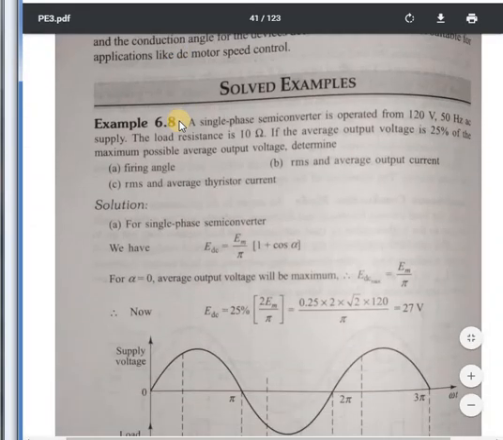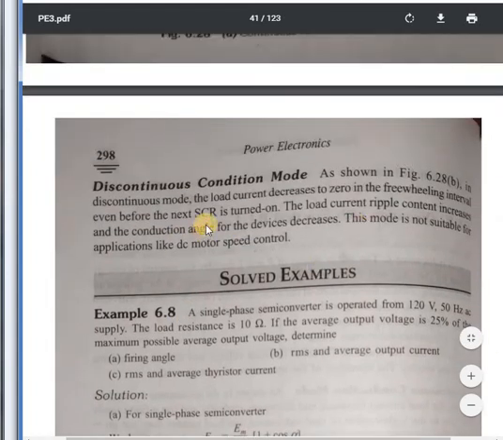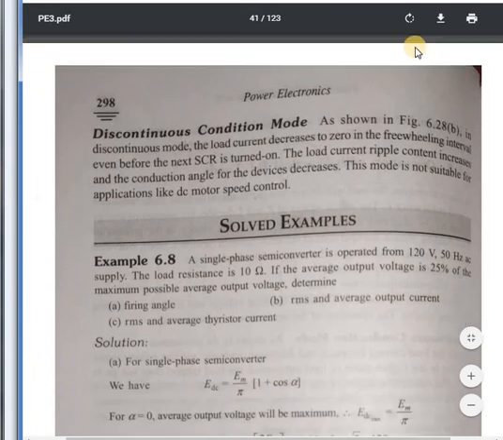In the discontinuous mode, the load current will reach zero in the freewheeling interval even before the next thyristor is turned on. The load current ripple content increases and the conduction angle of the device decreases. This mode is not suitable for applications like DC motors.